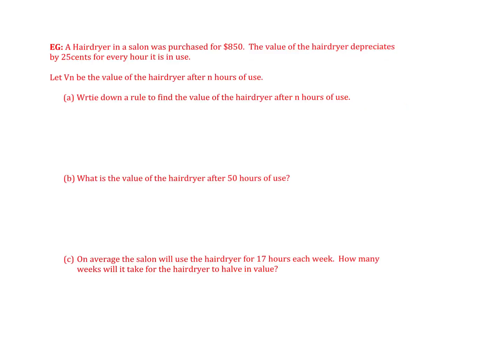A hairdryer in a salon is purchased for $850. So that's a V0, and it depreciates at 25 cents per hour it's in use. So they're going to do an hourly use rate. Now, you have to be careful. This 25 cents, we have to convert that to dollars because the original price was in dollars. So we need that to be the same. What would our D value be? 0.25, exactly right.